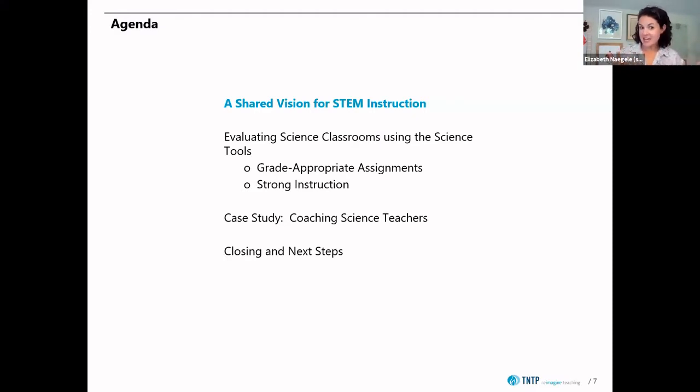If you are like me, it doesn't have times on there, and you might want to know where we're going and where we're going to break, and be able to project what the next 90 minutes will look like. We're going to spend the first 90 minutes here together on shared vision and then grade appropriate assignments. And then in this afternoon, we'll come back to strong instruction and the case study.